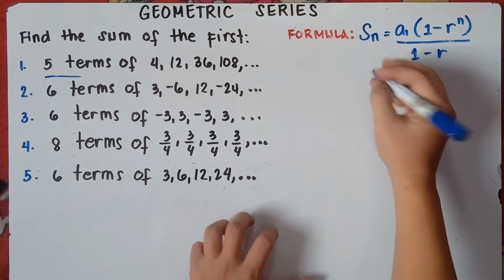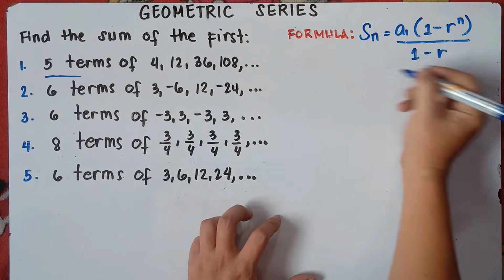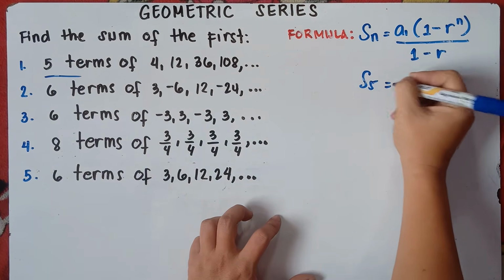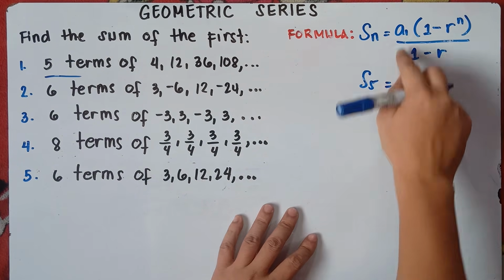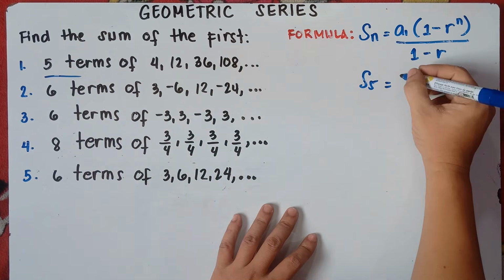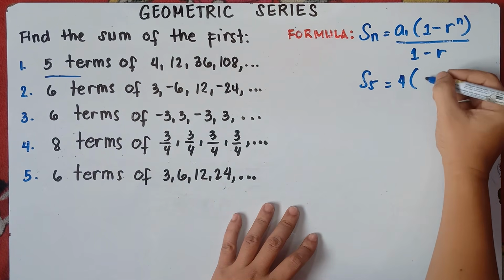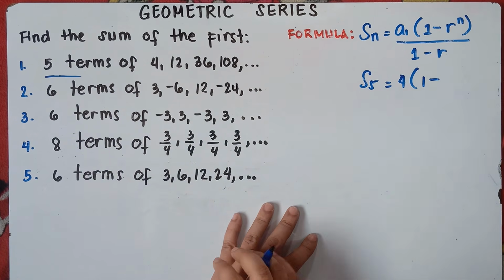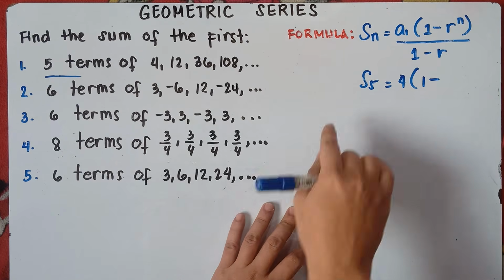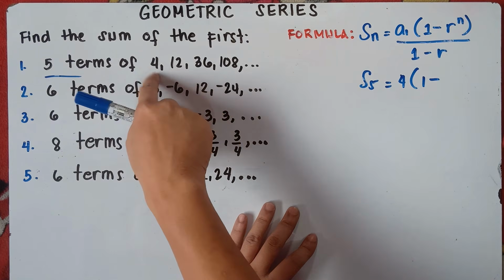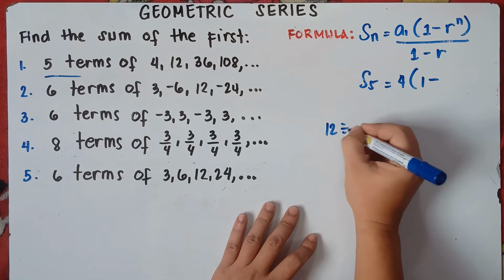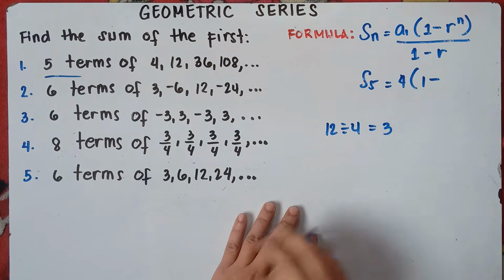Okay, so let's answer this one. S of n, that would be S sub 5, the sum of the first 5 terms. A sub 1 is the first term, 4. Then 1 minus r, where r is the common ratio. To get the common ratio, simply divide the second term by the first term. So 12 divided by 4, that's 3. So the common ratio is 3.